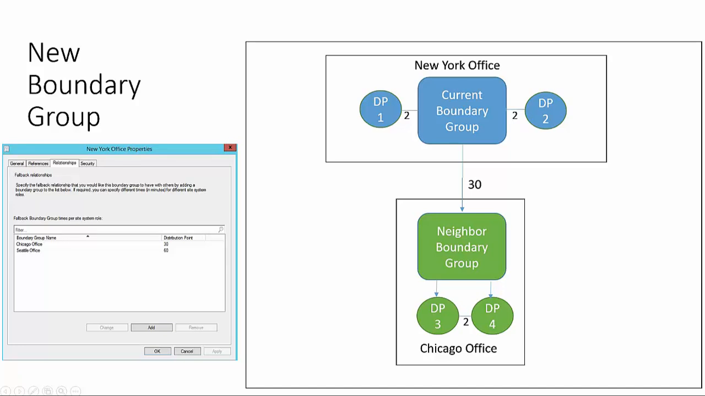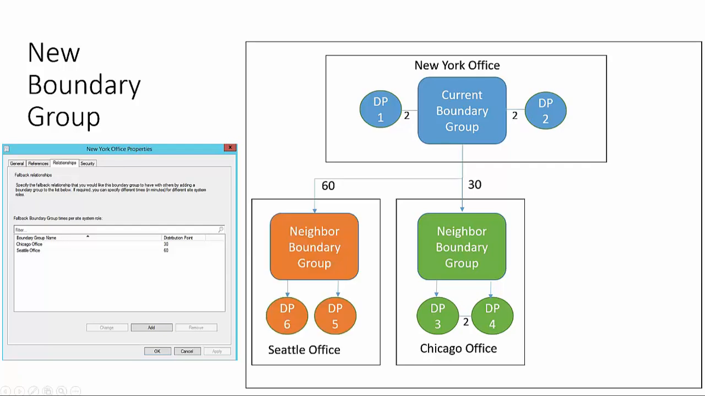What if the content isn't available in the Chicago office either? It will check back in the relations table and based on its timeout configuration, look at the next neighbor, which is the Seattle distribution point 5 and 6. The same content lookup strategy applies to all neighbor boundary groups until it reaches the last boundary group before starting over the process from the current boundary group.